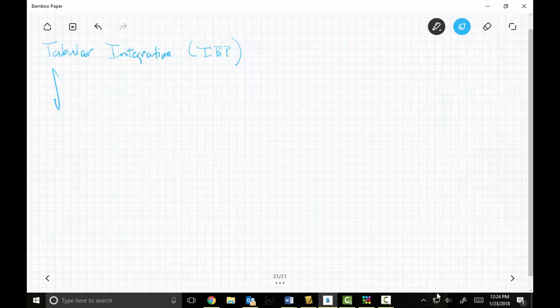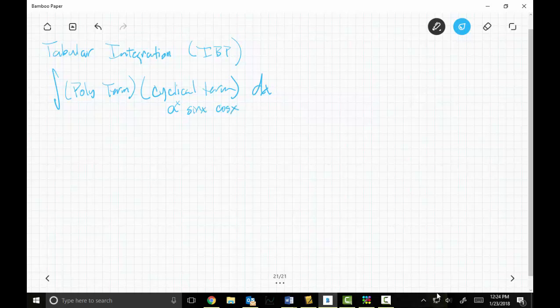IBP, you know. If you're going to use tabular integration, what you want is a polynomial term, a poly term, times what I refer to as a cyclical term. And then, of course, we're going to have our little dx here. Now, what do I mean by cyclical term? I want an a to the x, I want a sine of x, or I want a cosine of x.